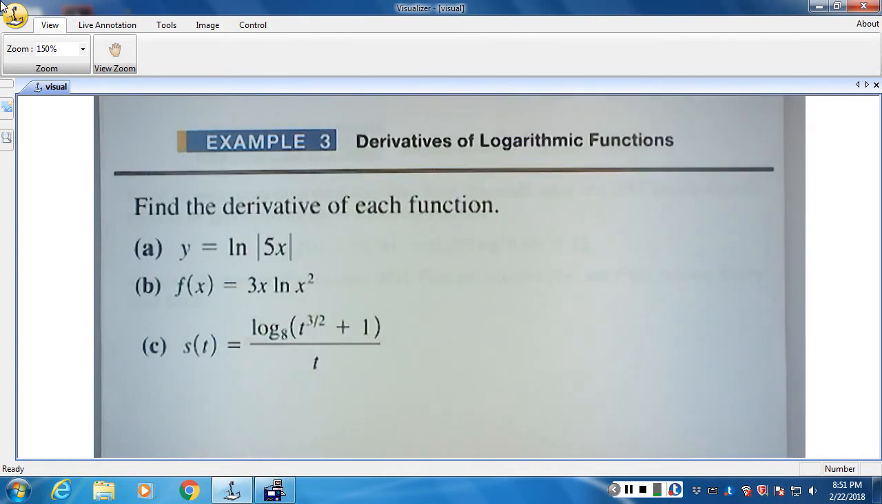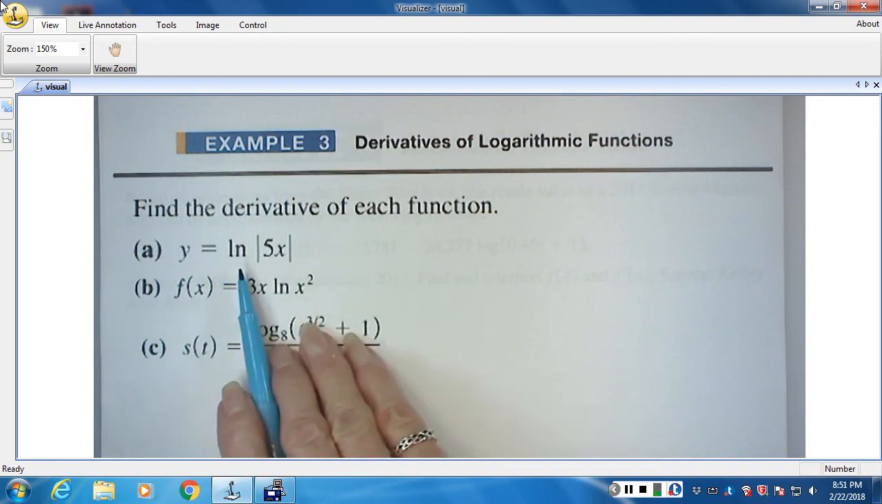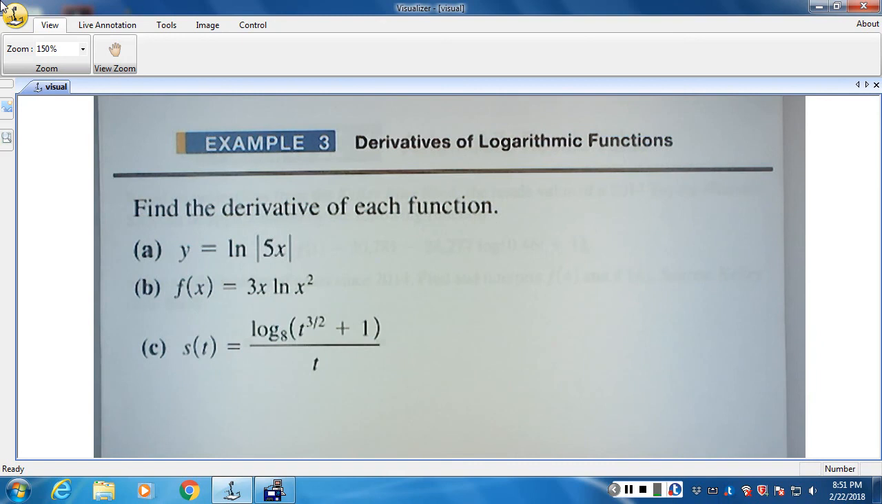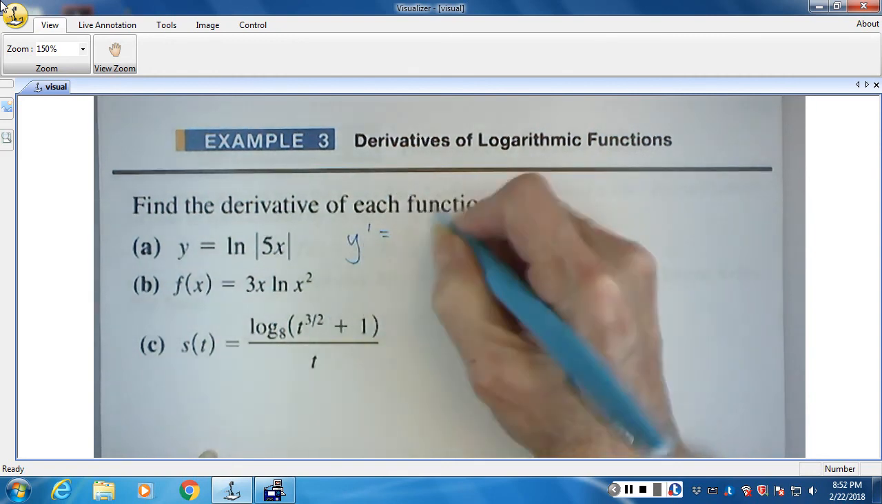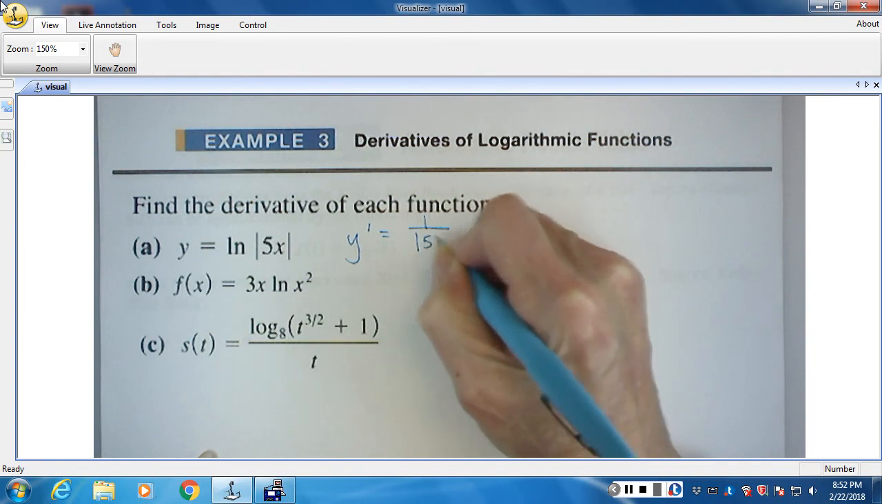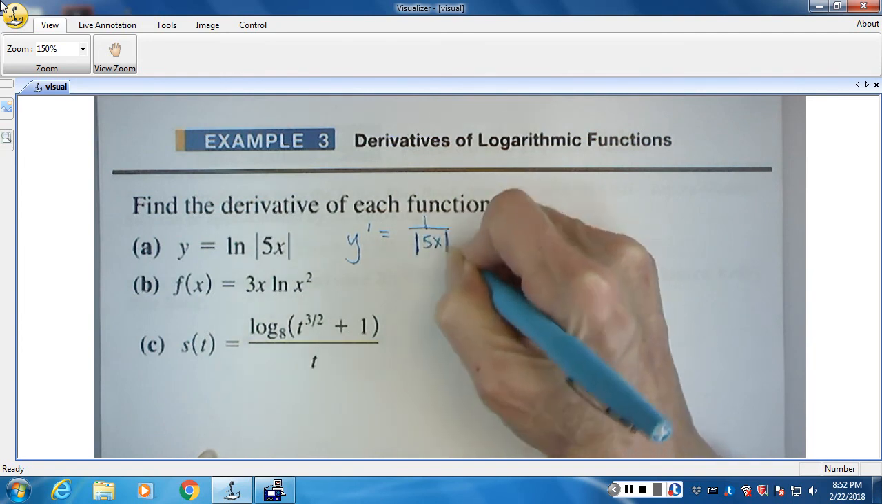What about having the natural log of something called the absolute value of 5x? All the absolute value tells you is whatever x is, you plug it in and you take the opposite sign of whatever's in there, because absolute value is always positive, right? So we're taking the natural log of the absolute value of 5x. That's going to be 1 over the absolute value of 5x. Just take your absolute value bars with you.